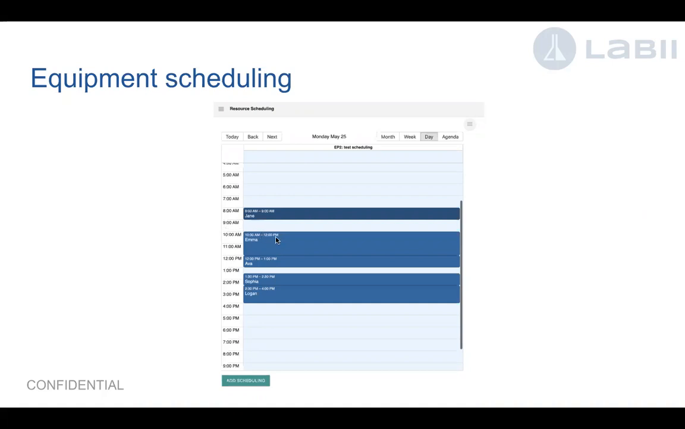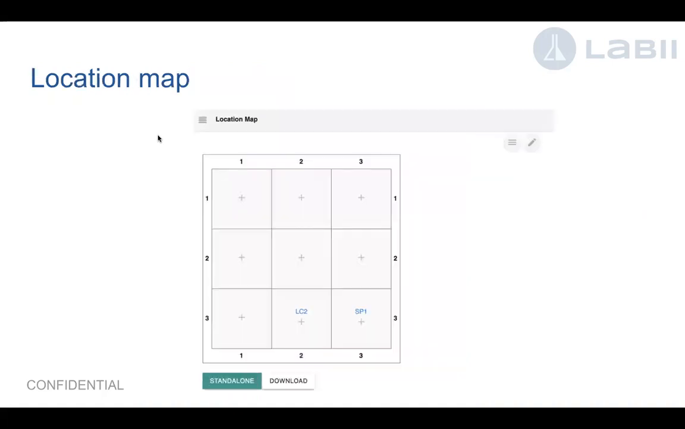So you can just schedule inside the system directly. So this is about the scheduling. And then the last one is about the location map. The location map can help you indicate where you store the different kinds of items.